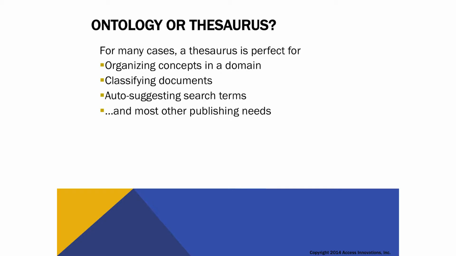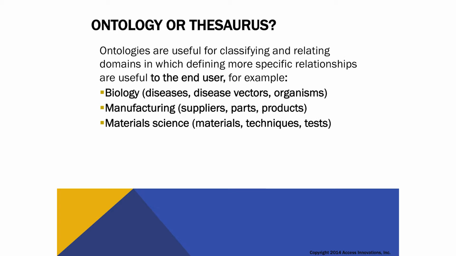So do you need an ontology or do you need a thesaurus? Well, I think it depends. A thesaurus is great for organizing concepts in a domain or topic area, and it's also great for classifying documents the way we're all doing it now, and most other needs that are used in publishing. Why would you need an ontology? If you have a very complicated set of things with complicated relationships that you want to keep defined, you might want to consider an ontology.